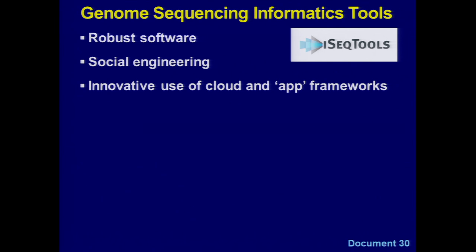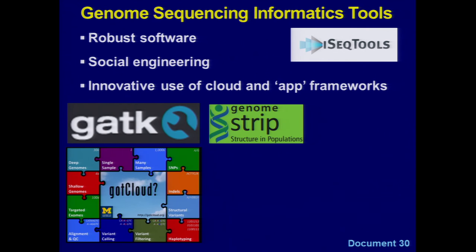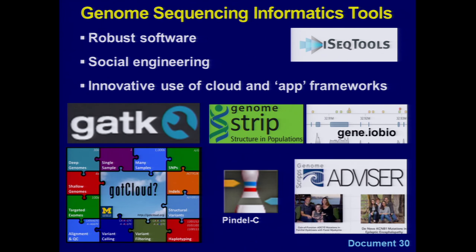The six completed iSeq Tools projects include some of the most recognized genome analysis toolkits, such as GATK and GotCloud. Others, such as Genome STRiP, have gained rapid adoption in the community. PINDEL has been extended to predict complex indels. The IOBIO apps have been built into the ICGC data portal and are now being used by busy clinicians. And SG Advisor has been used to solve cases of Mendelian diseases, such as for the examples shown here.